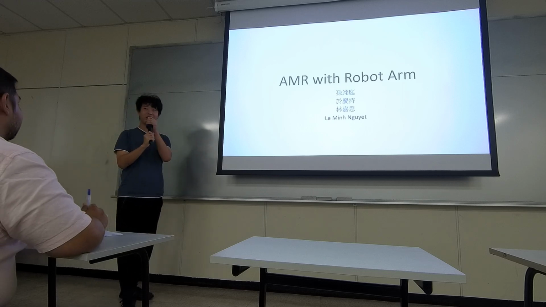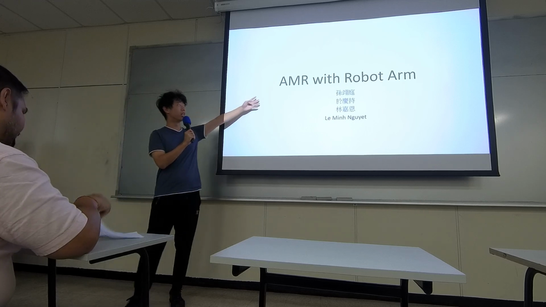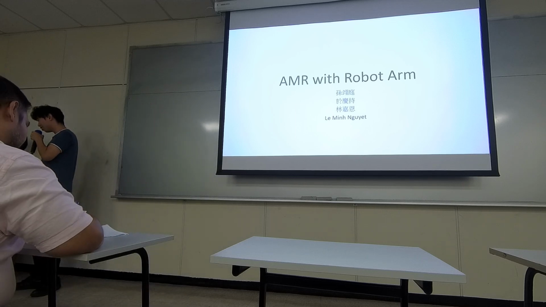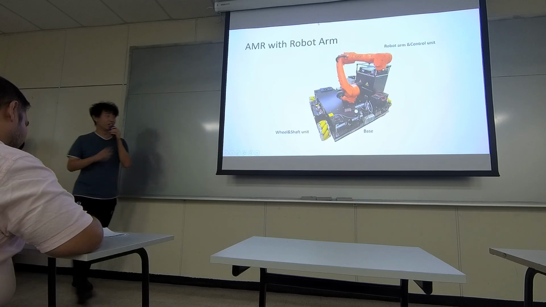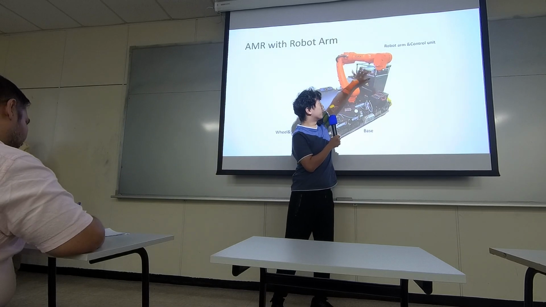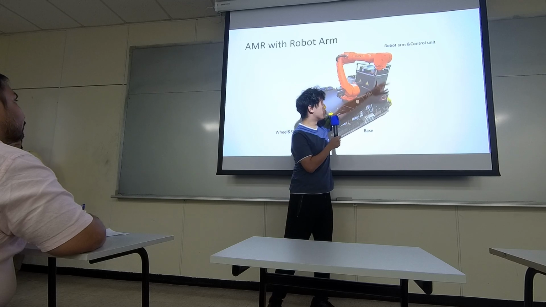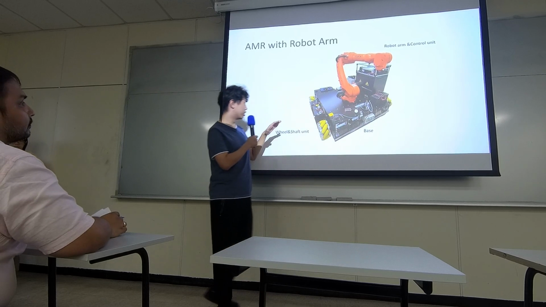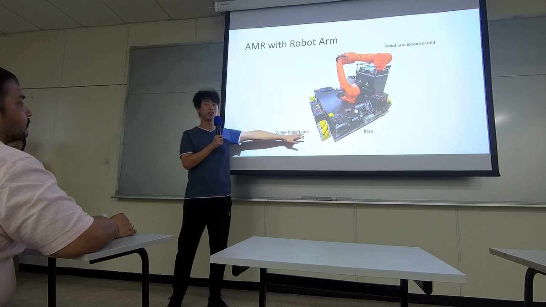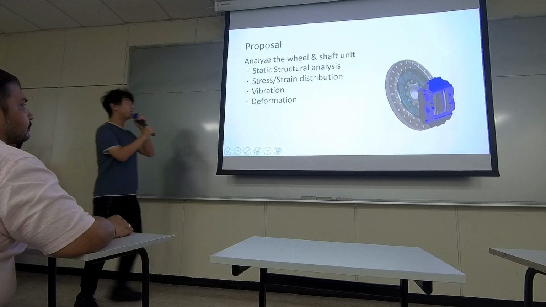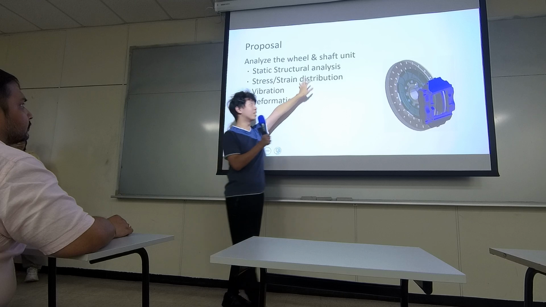Okay, so we're group B, and what we want to do is to analyze the AMR with the robot arm. This is the robot arm unit, which has a robotic arm, and this is a control unit. We just count this as one unit, and also this base plate as another unit. What we are going to focus on is this wheel and shaft unit. So we want to analyze mostly the wheel and shaft unit.